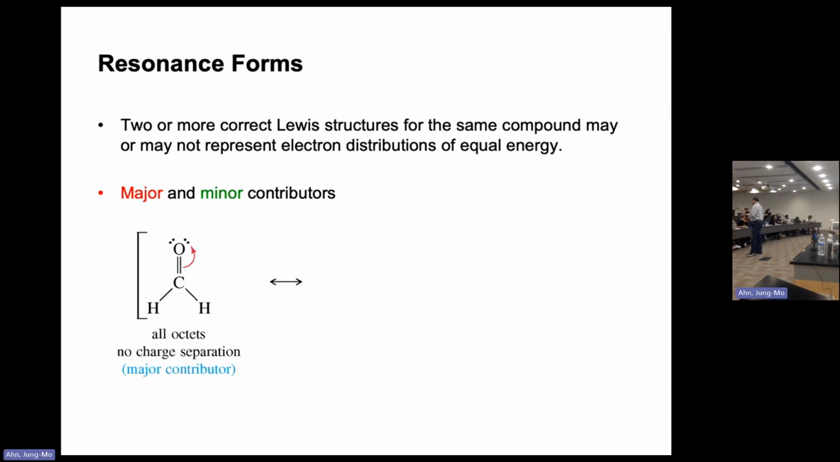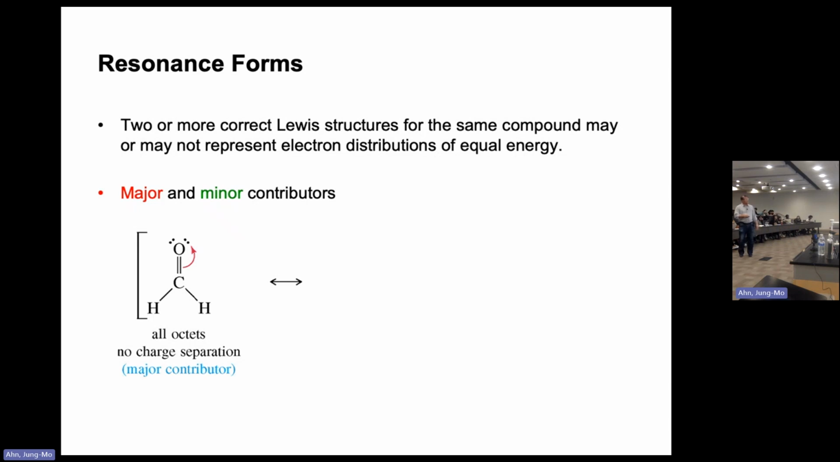There are some other things we need to talk about regarding resonance structures. You can draw many different resonance structures. Do all of them have the same significance? No, they do not. So that's what we need to talk about: major and minor contributors. So this is a carbonyl, a carbon-oxygen double bond. This double bond is two pairs of electrons shared between the carbon and oxygen. As we talked about, we're not breaking a single bond, but these electron pairs in a double bond can move around if they can.